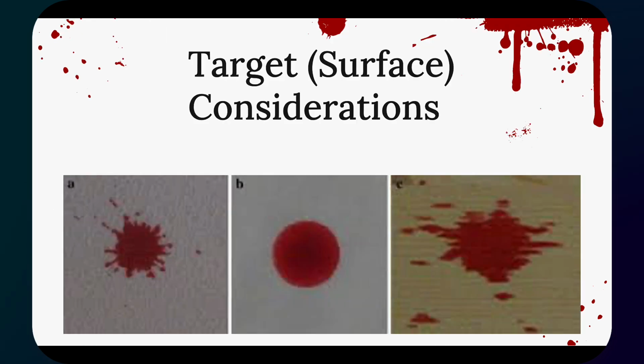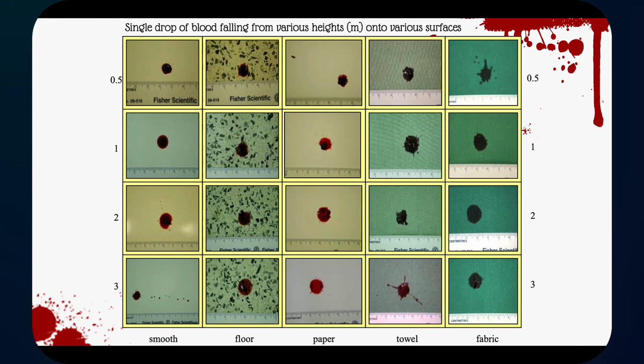The shape of a stain is a function of the surface texture. If it's a smooth surface, there's less distortion. If it's a hard surface, there's less distortion. If it's textured, there's more distortion. If it's soft, there's more distortion. The harder and less porous the surface, the less spatter results from it. The height that a drop comes from also will affect.